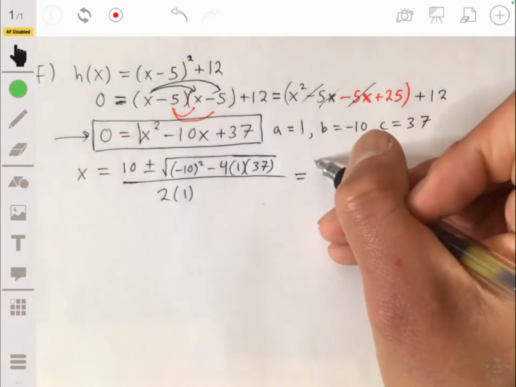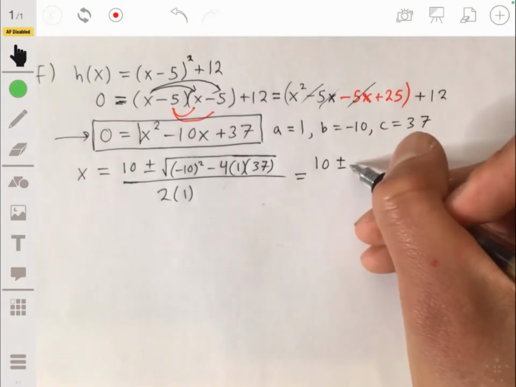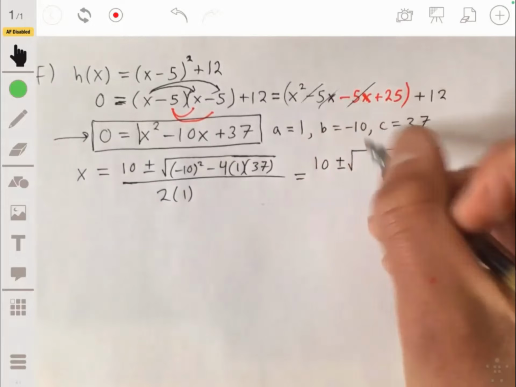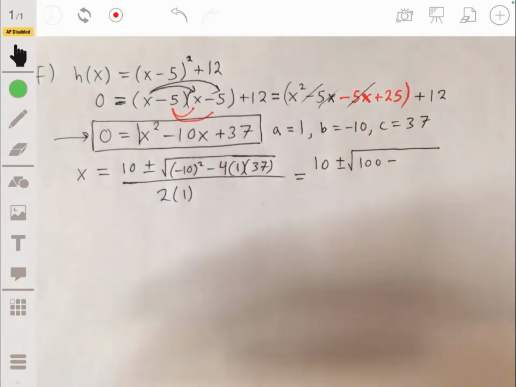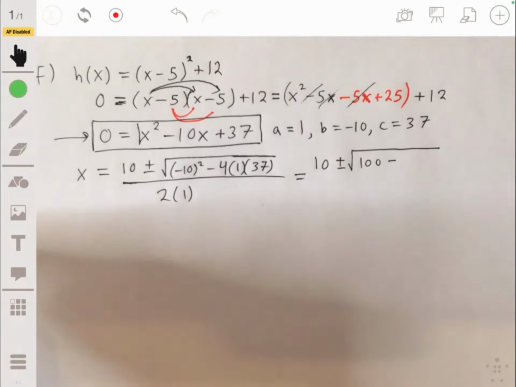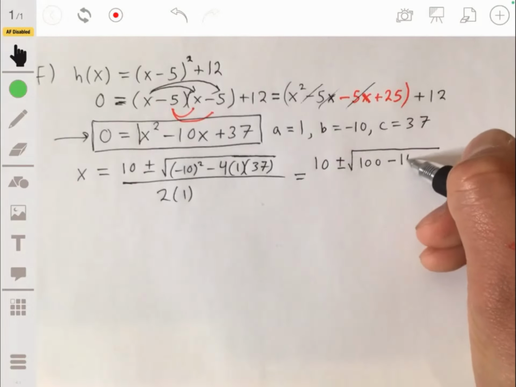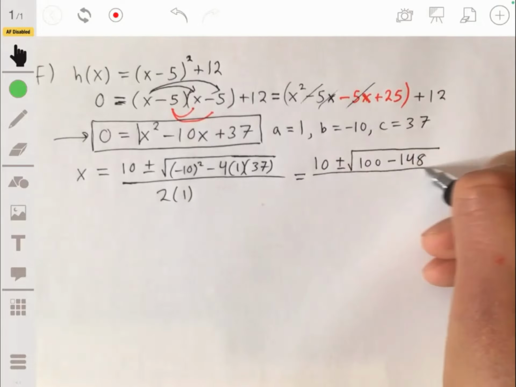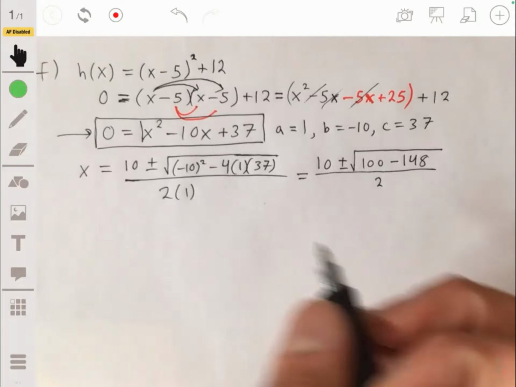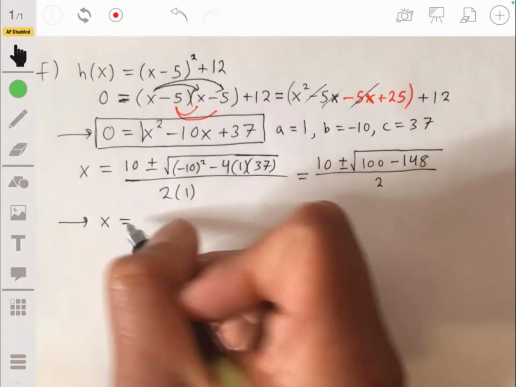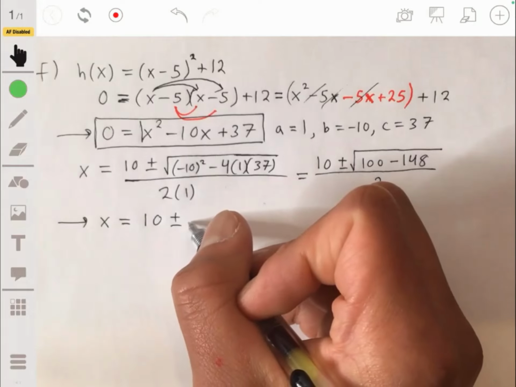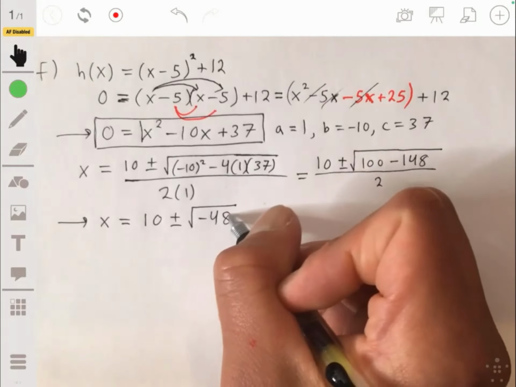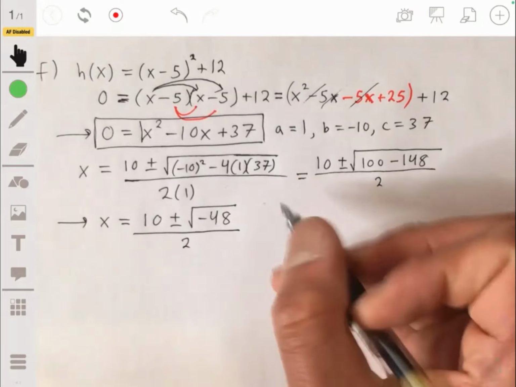Now we've got to just simplify this with 10 plus or minus the square root of 100 minus 4 times 37, so it's 74. So I think it's 148. All over 2. Working it out, 10 plus or minus 100 minus 148. We get the square root of negative 48, all over 2.